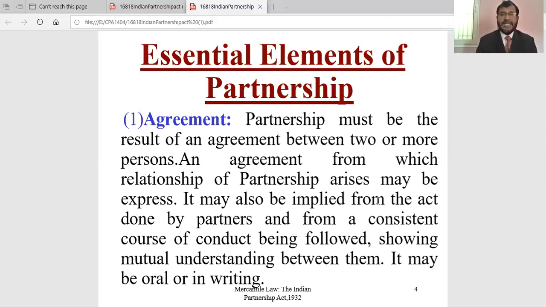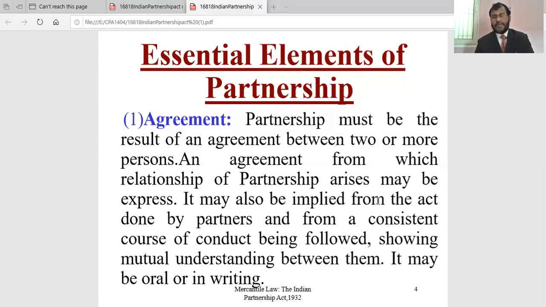We will see what the essential elements of a partnership are. First is the agreement. Partnership must be the result of an agreement between two or more persons. An agreement from which the relationship of partners arises may be expressed or implied also.